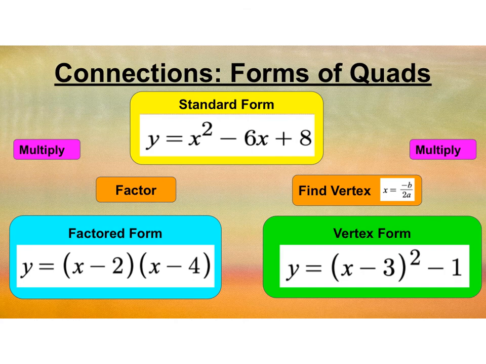And just one last thing, I wanted to make the connection of this. So if we start with the yellow and standard form, and if I asked you to factor it, it goes to factored form. If I asked you to find the vertex, you'd find the x and the y, and you get vertex form. Then, if you multiplied the blue back, you're going to get standard form. And if you multiplied the green back, you're going to get standard form again. So they are all the same quadratic, just different forms. Nice job.